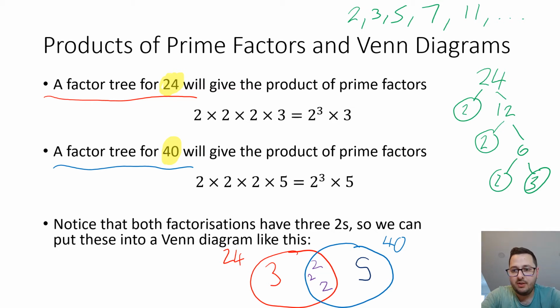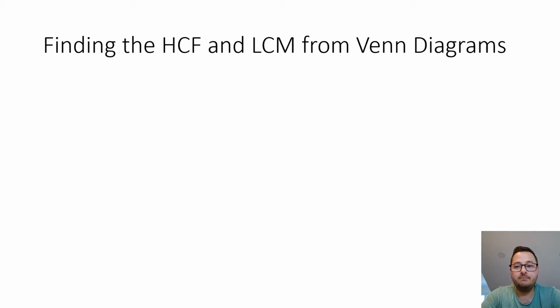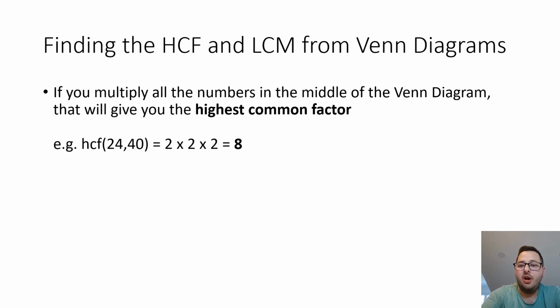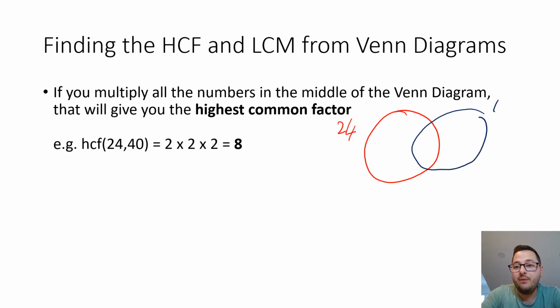Let's move on to the next one and see how the Venn diagram that we've made can give us our highest common factor and our lowest common multiple. Let's draw this Venn diagram again. We had 24 and we had 40, and then we had 5 there, we had 3 there, and then we had three 2s in the middle.